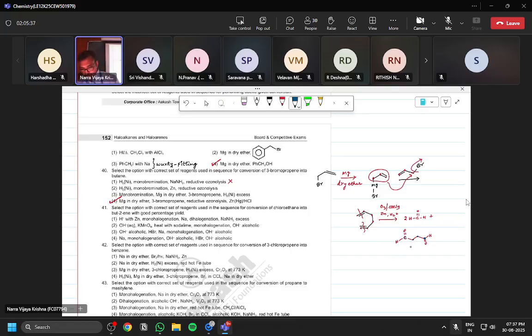Now what am I doing? Zinc amalgam in presence of HCl. What is it called? Clemmensen reduction. So in Clemmensen reduction, what happened? Aldehydes will be converted to alkanes. So the 2 aldehydes will be reduced to form an alkane. So what you got? Butane. Done now? Respond. Any questions in it? So the answer must be option 4. Nice question this is. Next one, sir.